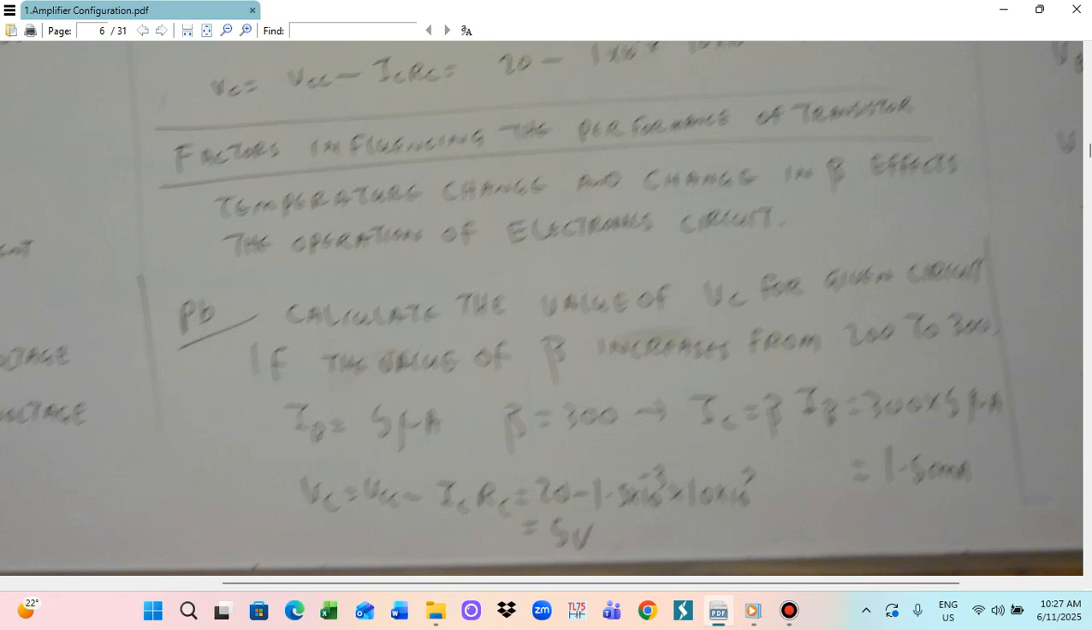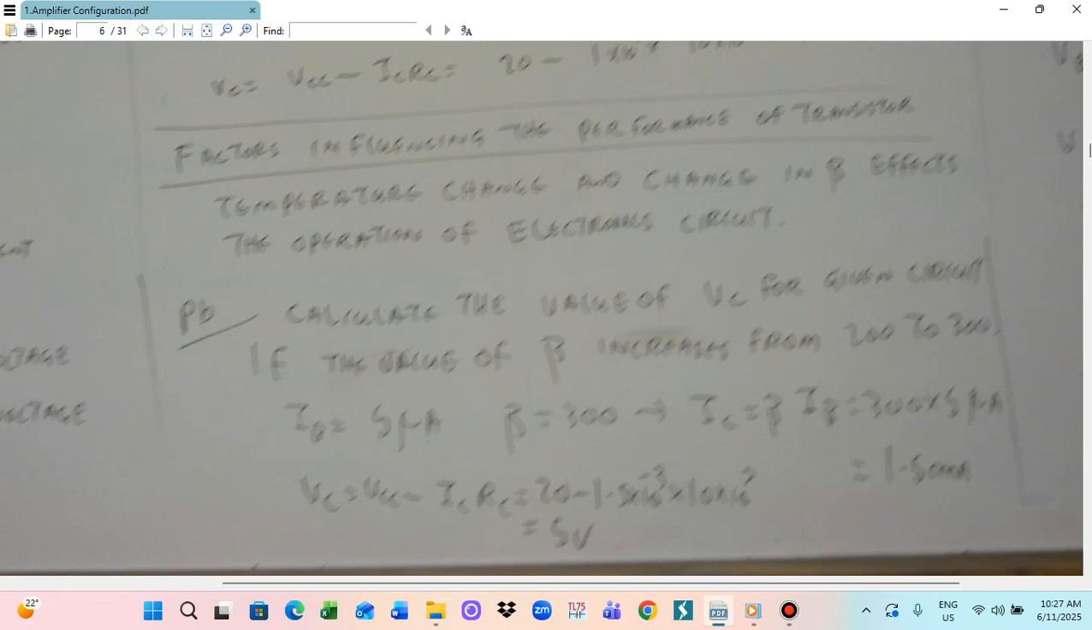So VC value will be changing. When we change the beta, VC value will be changing. So this is the way that you can see that the beta is depending on the temperature. Temperature change, beta change, so the VC will also be changing. So the performance of the electronic circuit is changing.